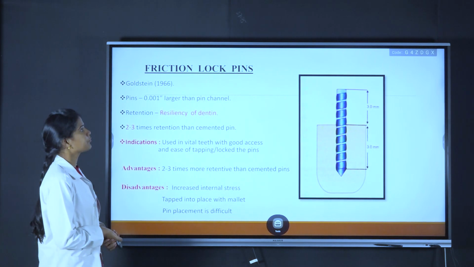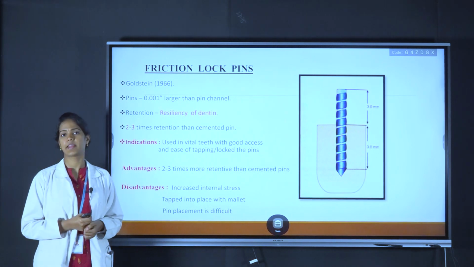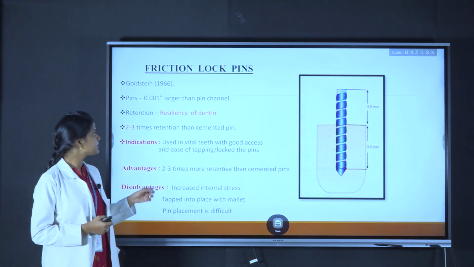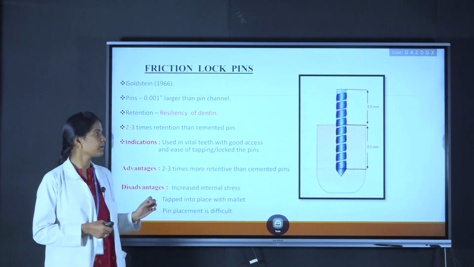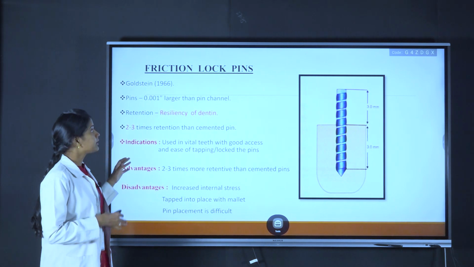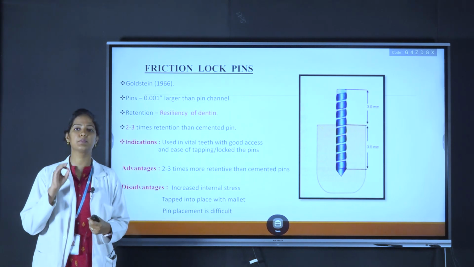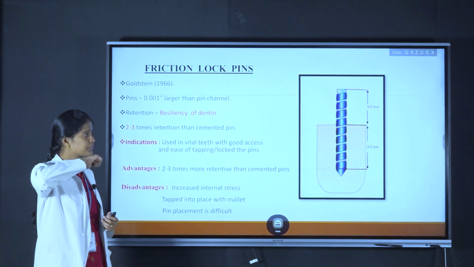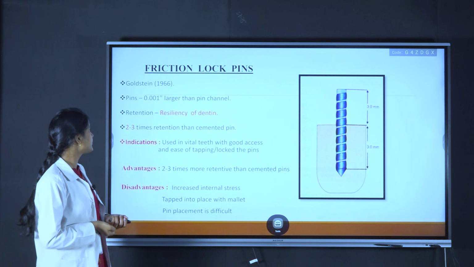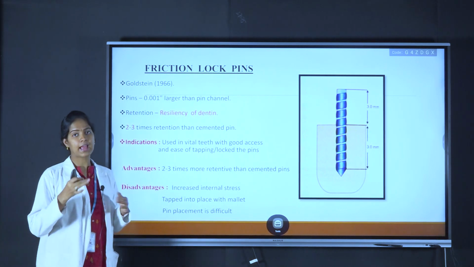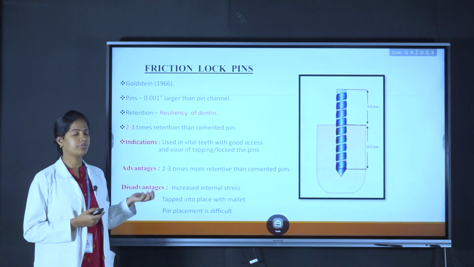So coming to the next type of pins, they are the friction lock pins. These friction lock pins were first given by Goldstein in 1966. According to this, the pins have a diameter 0.001 inch larger than that of the pin channel. The mode of retention in this type of friction lock pin is that it uses the resiliency of the dentine. It has to be just fitted inside the dentine, and it is the resiliency that provides the resistance and retention form to the pin. It actually has better retention, about 2 to 3 times higher than that of a cemented pin.